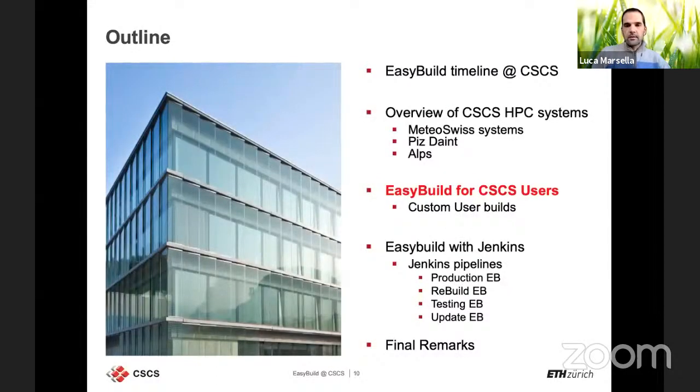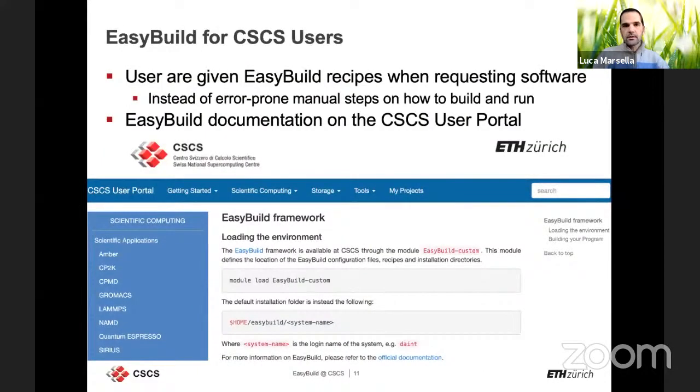Now, about EasyBuild for CSCS users. Users are given EasyBuild recipes when they request software in general, except if this software is a community code that we already provide. This is less error-prone than the manual steps, of course, and also users can keep some installations for their own groups without having the whole HPC center maintain this installation.